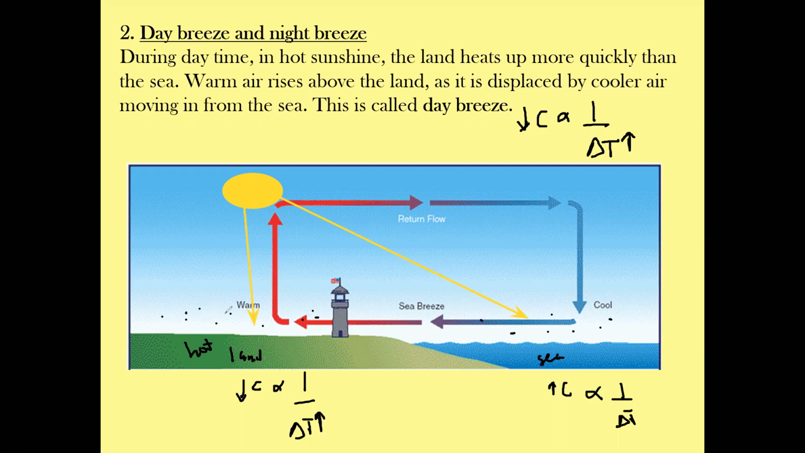So the air particles above the land will become hot as well because the land is hot. As the air particles above the land become hot, these air particles move away from each other. So as the air particles move away from each other, the volume will increase. As the volume of the air increases, what happens to the density of the air above the land? As the volume increases for a group of particles above the land, the density decreases.